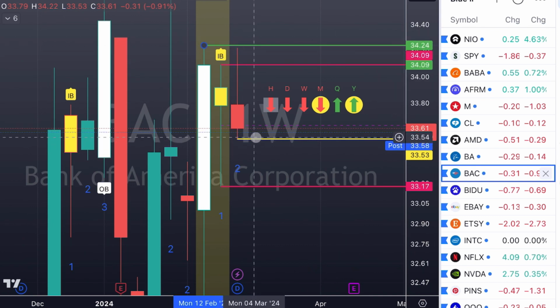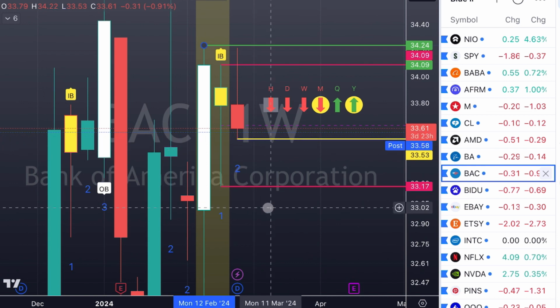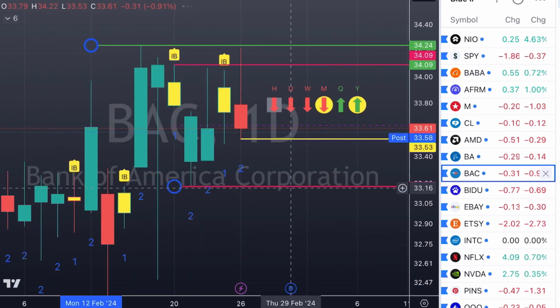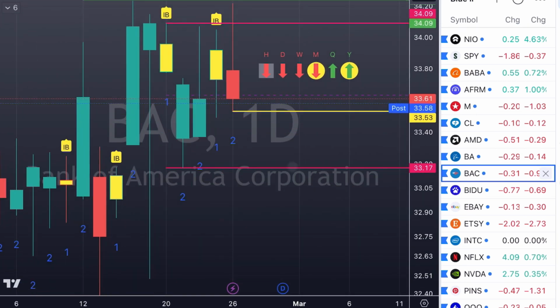Now we are at that 50% marker of the weekly. So if we open here and we trigger to the downside, we are going to go outside bar on this week. We are going to hit 33.17 as a target. So if we trigger down on the daily, it's very likely this week we hit 33.17. Come back to this video at the end of the week. Go check BAC at the end of the week. See if we went outside bar, if we trigger to the downside tomorrow.